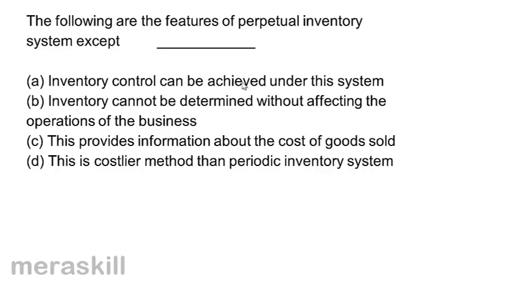Next, the following are the features of the perpetual inventory system except: A. Inventory control can be achieved under this system. B. Inventory cannot be determined without affecting the operations of the business. C. This provides information about cost of goods sold. D. This is a costlier method than the periodic inventory system.